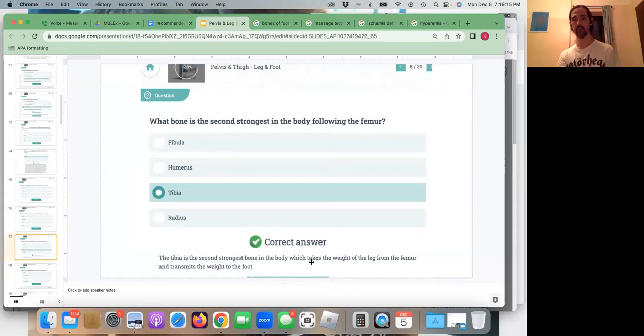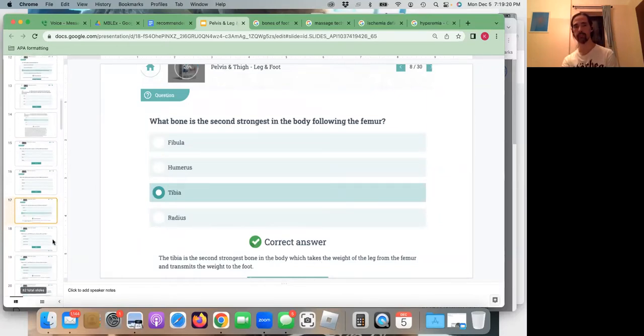The tibia is the second strongest bone in the body, which takes the weight of the leg from the femur and transmits the weight to the foot.